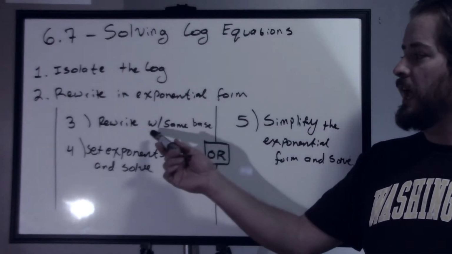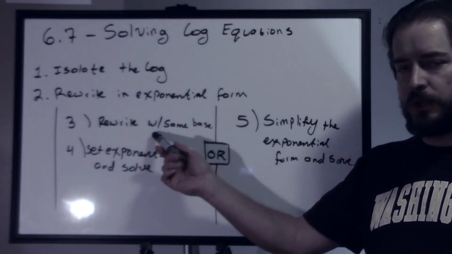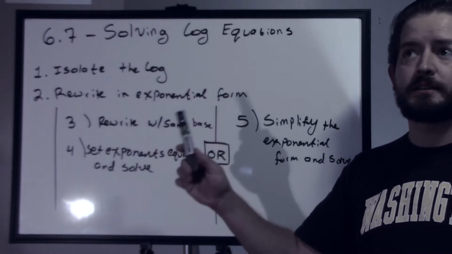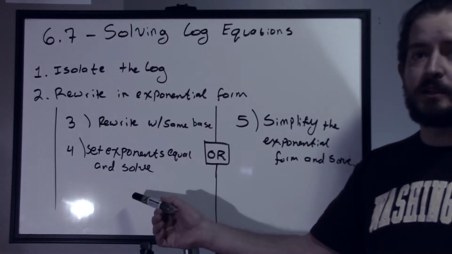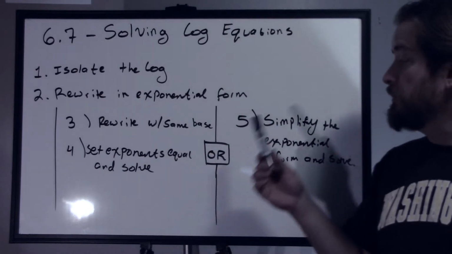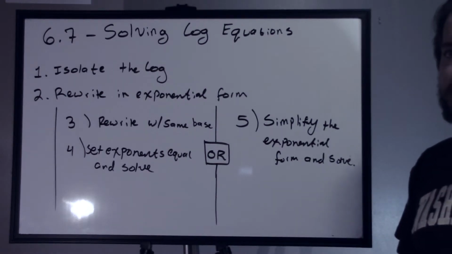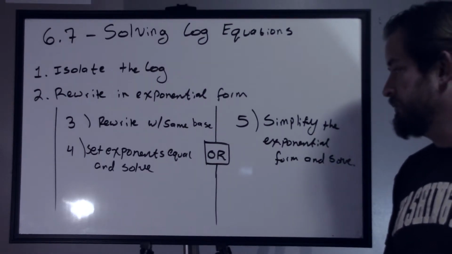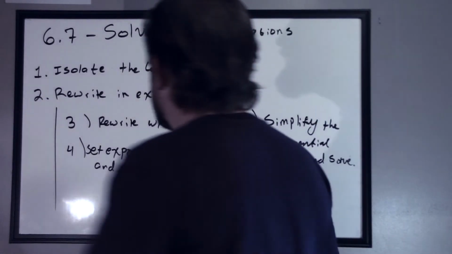And then if you can, you'll go through steps 3 and 4. So if you can rewrite the exponentials on both sides as the same base to some power, you'll do that, set the exponents equal to each other, and then solve. If you can't do that, then you'll simplify the exponential form and then solve it that way. So let's see this in action with a couple of examples.